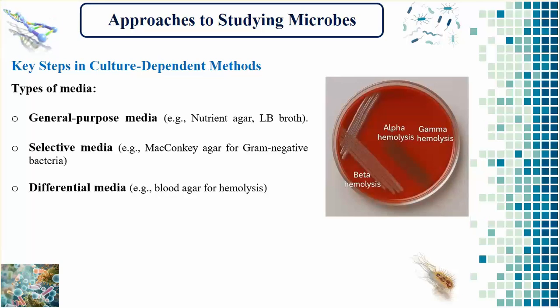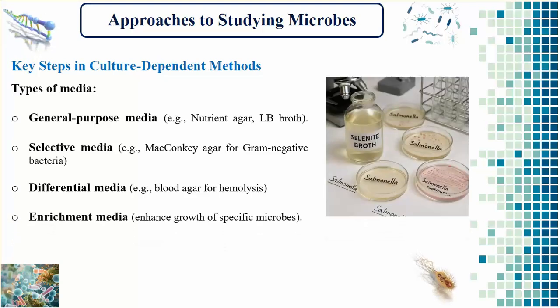Next, we have differential media. Differential media are designed to distinguish between different microorganisms based on their biochemical characteristics. This difference may involve processes such as fermentation, enzyme activity, or hemolysis. The results are often visible as color changes, variation in colony appearance, or pH shift in the medium. Unlike selective media, which inhibit or promote the growth of specific bacteria, differential media usually allow many organisms to grow but provide visual indicators that highlight their differences. For example, blood agar is widely used to observe different types of hemolysis, which can help identify bacterial species.